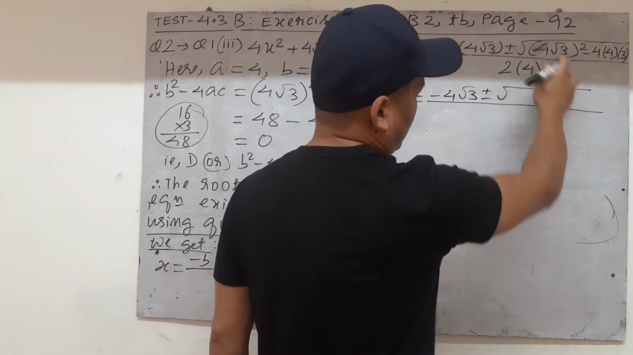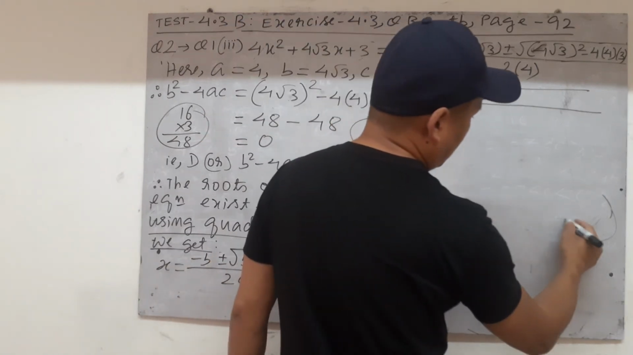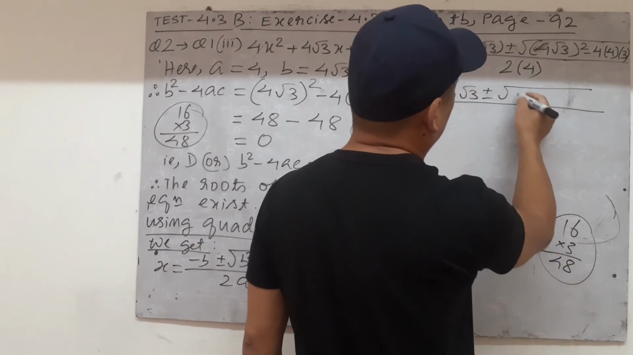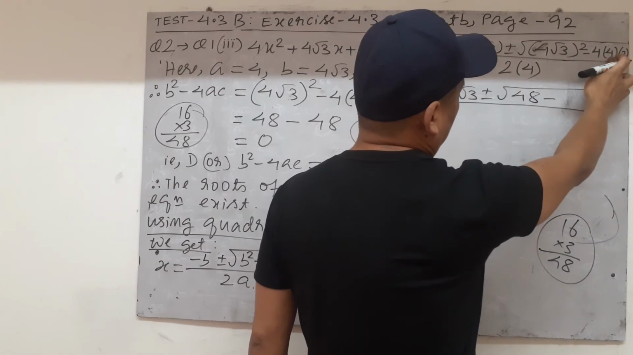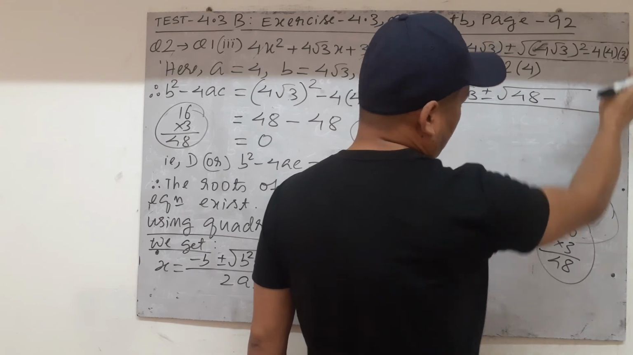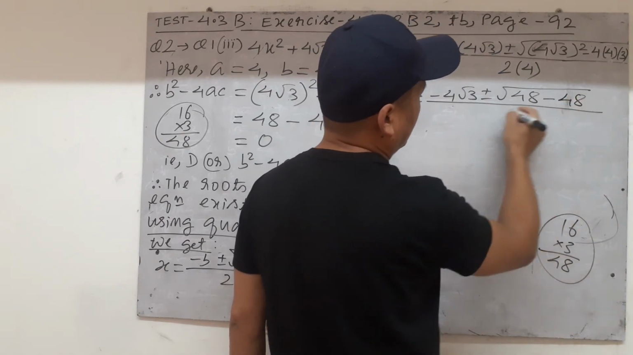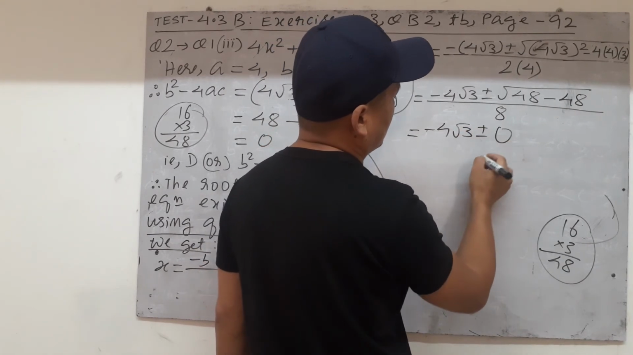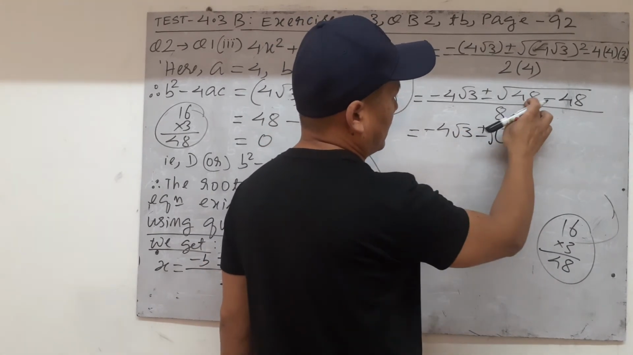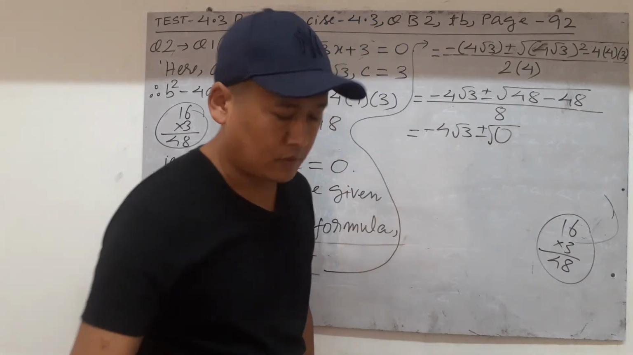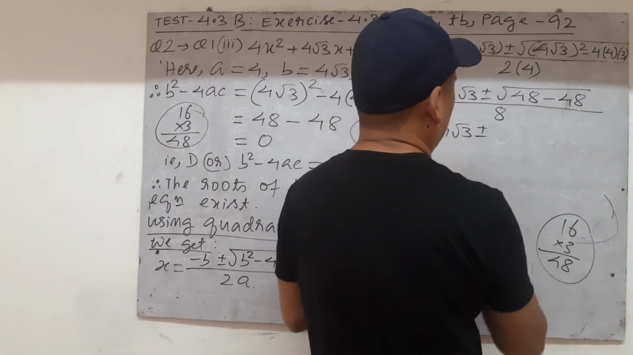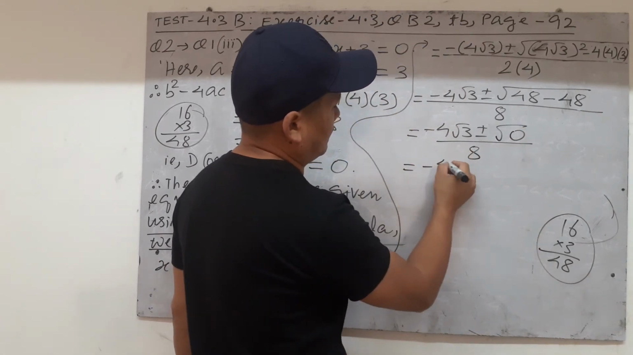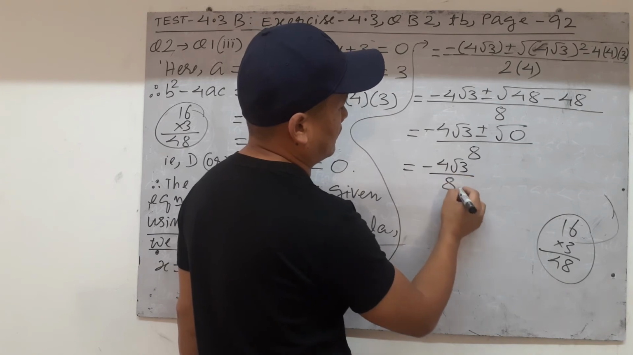as we have done previously, 4 4s are 16, and then root 3 square is 3, so 3 into 16 is 48, so we write here 48 minus 4 4s are 16, 16 into 3 again you see is 48, 2 4s are 8, so minus 4 root 3 plus minus root over 48 minus 48 is 0. 48 minus 48 is root over 0 divided by 8. So minus 4 root 3 divided by 8.